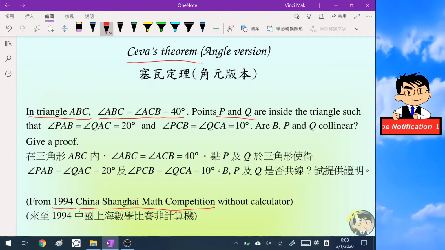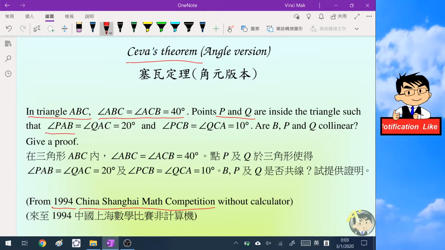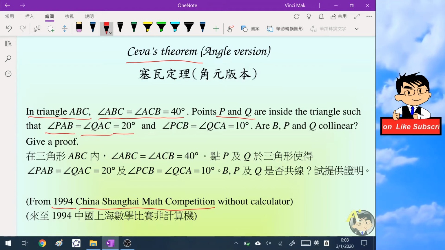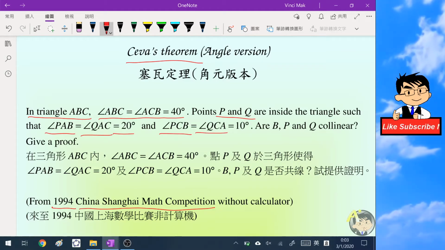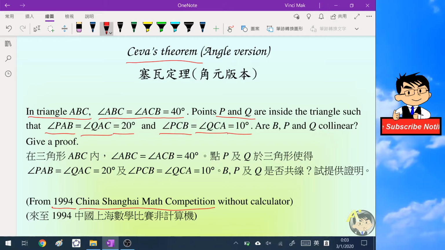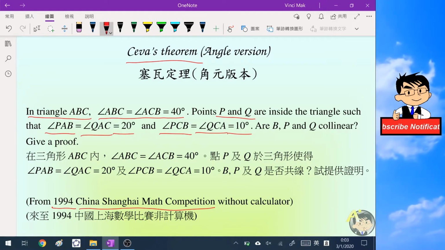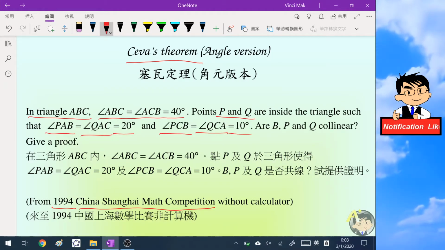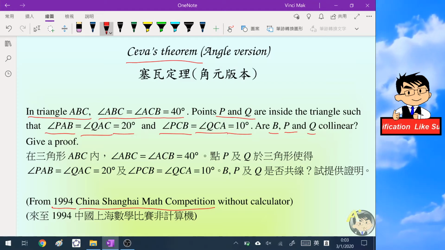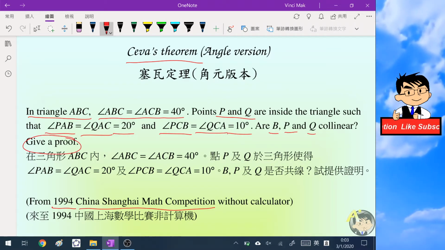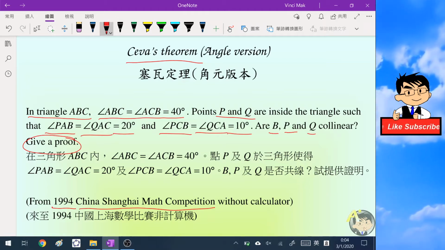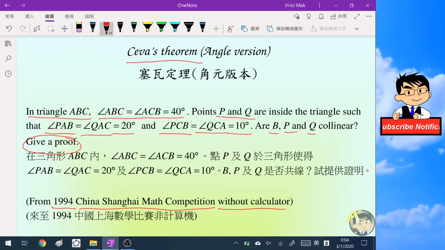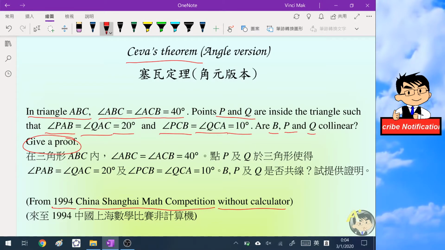Points P and Q are inside the triangle such that angle PAB is equal to angle QAC is equal to 20 degrees, and angle PCB is equal to angle QCA is equal to 10 degrees. There is no diagram for this problem, and the problem is asking whether B, P, Q are collinear, and we need to give a proof. This problem should be done without a calculator, so please have a try, and we will look at the solution a second later.